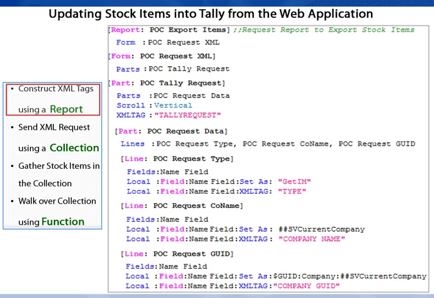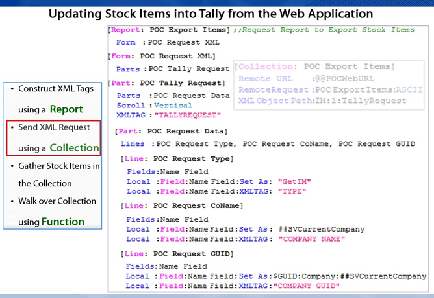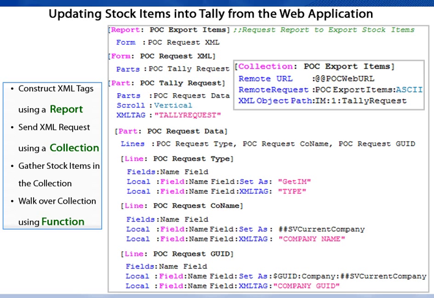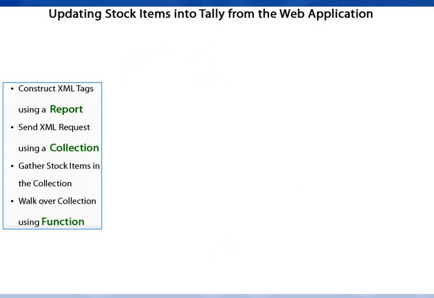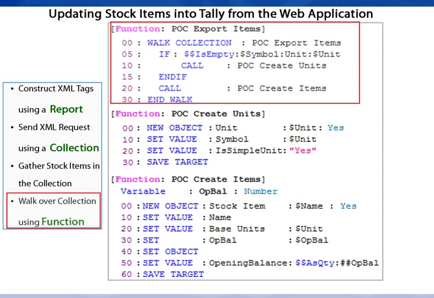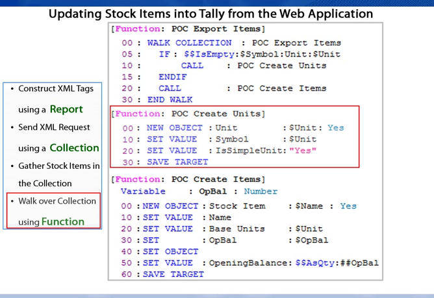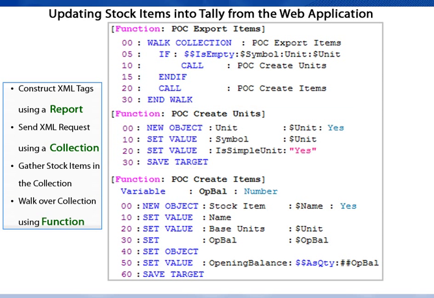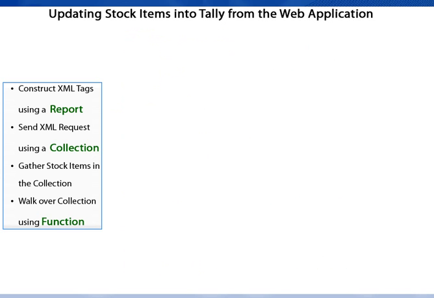To extract item masters from the web application into Tally, a report must be designed to construct XML tags for the XML request to be sent. The request is sent using the collection artifact of TDL. The web application responds with an XML response containing the stock item details, which will also be available in the collection. A TDL function must be used to walk over the resultant XML collection and create the stock item objects in Tally. If units are not present in Tally, they need to be created first. The execution sequence is as follows.